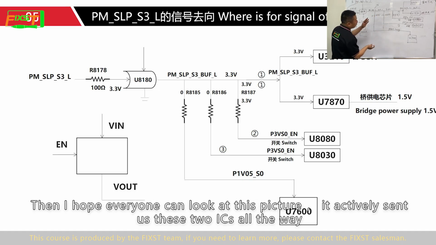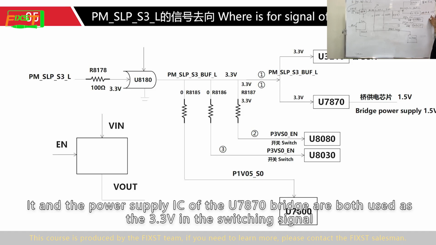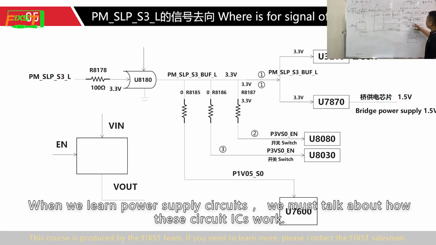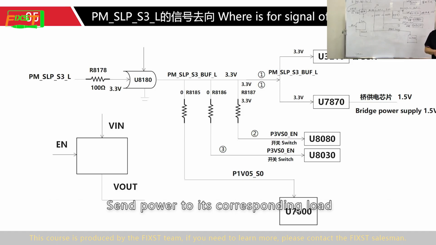Then I hope everyone can look at the picture. It actually sends this to the IC all the way. U3210 we call the Raiden IC. It and the U7A70 bridge power IC both use this 3.3V as the switching signal. When we learn power supply circuits, we must talk about how this circuit IC works. After we receive such a switch signal, this IC can work and send power to its corresponding load.